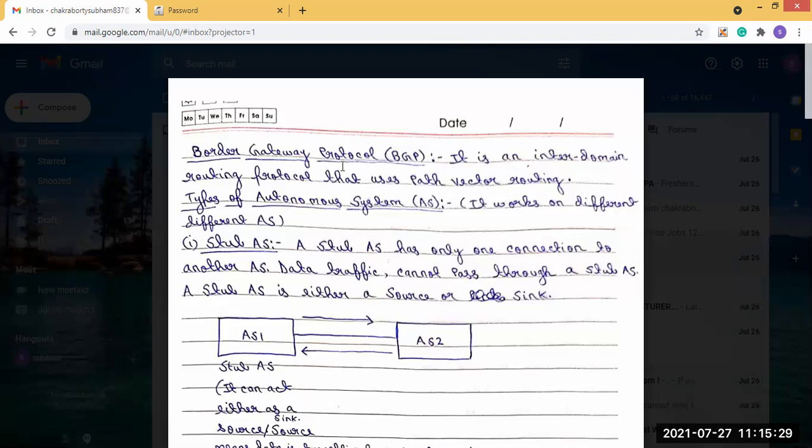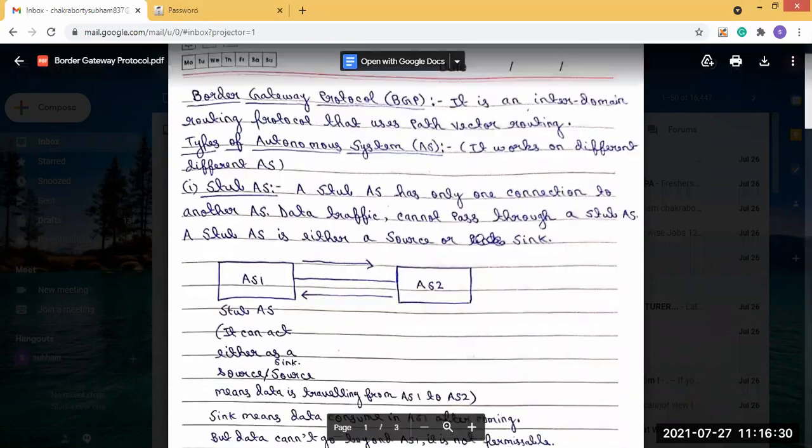Now, what are they? The first is the stub autonomous system. What is a stub autonomous system? A stub autonomous system has only one connection to another autonomous system. That means whenever an autonomous system is connected to another and only one connection is present between them, we call it a stub autonomous system. Data traffic cannot pass through this stub autonomous system. A stub autonomous system is either a source or a sink.